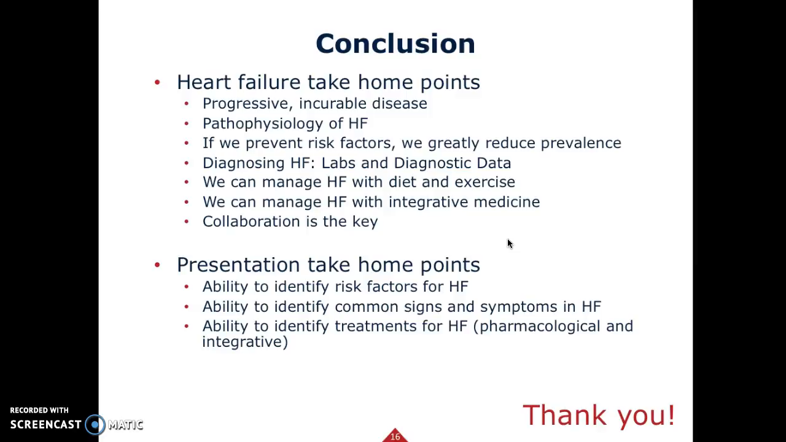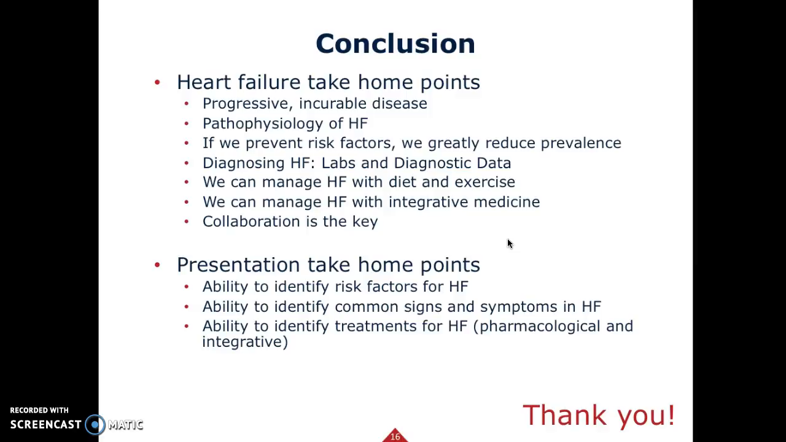Our take-home points. We have talked about how heart failure is a progressive incurable disease that has a 5-year survival rate. It is important to diagnose and prevent further complications through risk factor management. It takes a systemic approach to diagnose heart failure and a holistic approach to treat it, using pharmacological and non-pharmacological modalities. And collaboration is the key.